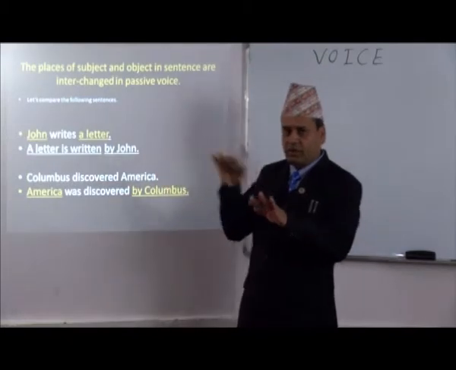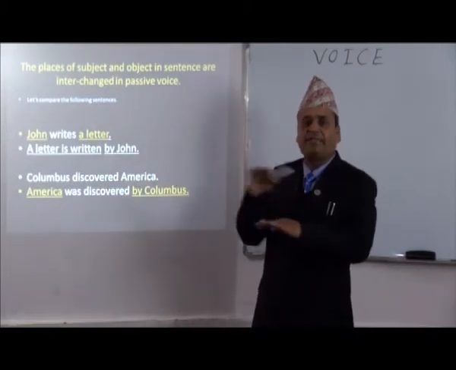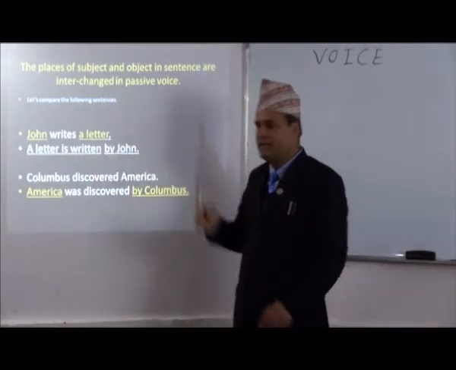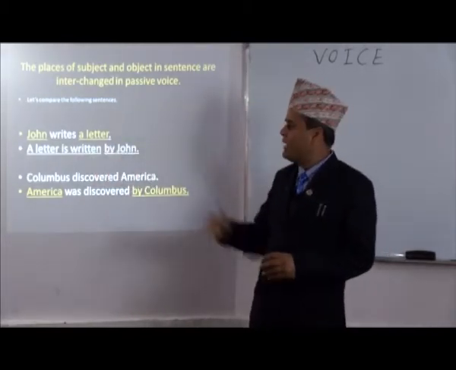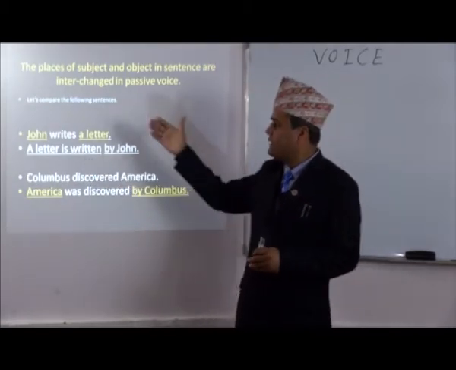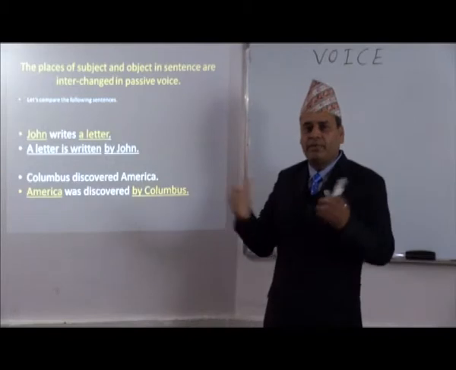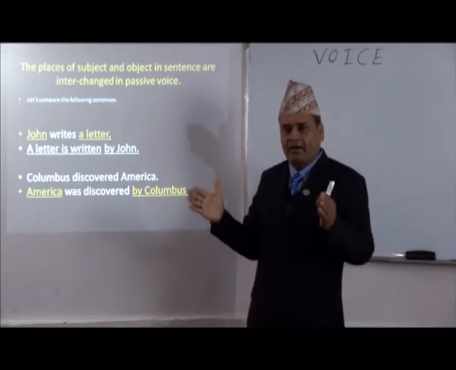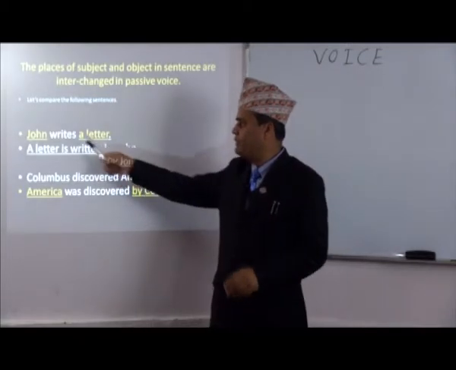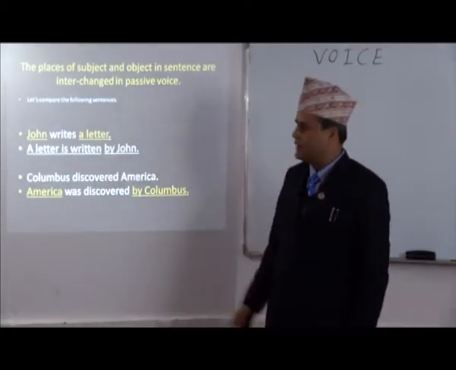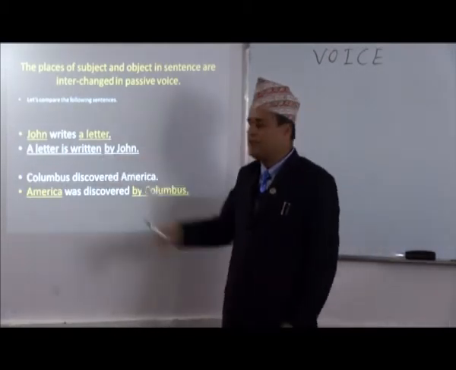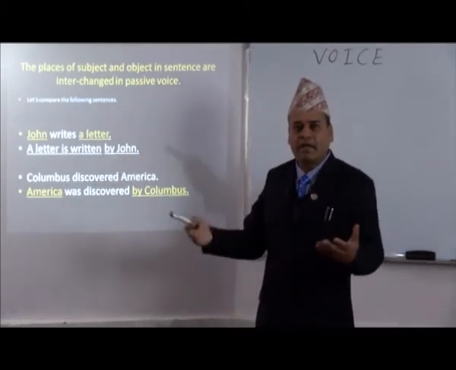First of all, subject and object are interchanged. You can see John and letter interchanged in the second sentence. And you can see the change of the verb there. In present tense, we use is, am or are and always the past participle form of the verb. Here you can see the verb write in singular form. And here you can see that it is in the past participle form.